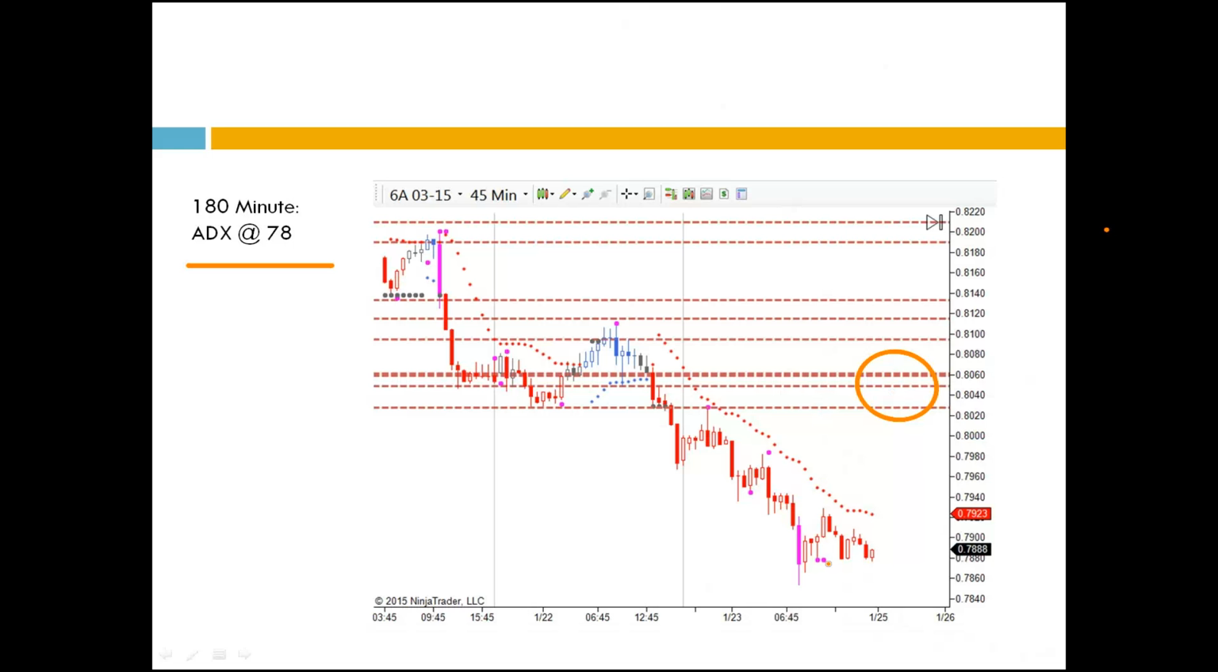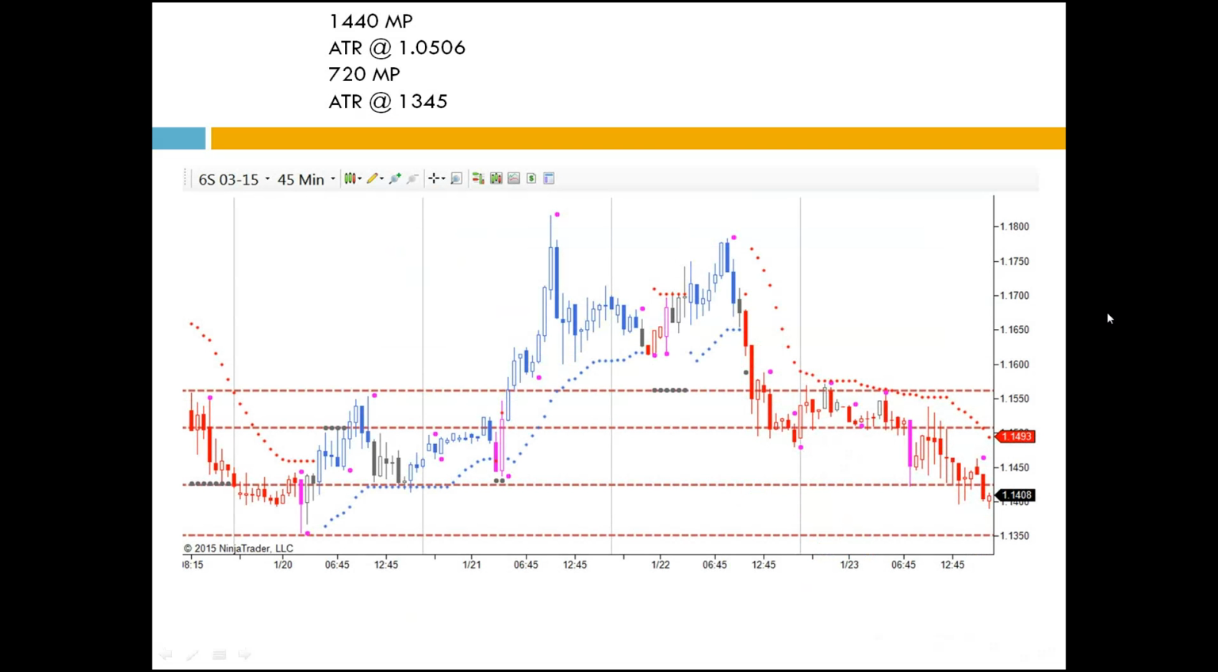Again, since this is on the 180-minute chart, I would know, hey, drop down to a 12-minute and see if you can time that retracement. Okay? That's the rules. And I follow my rules.